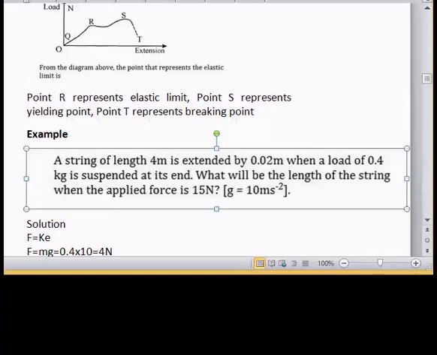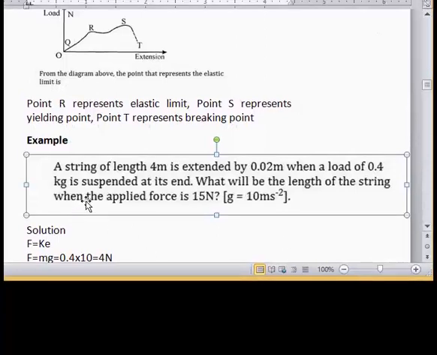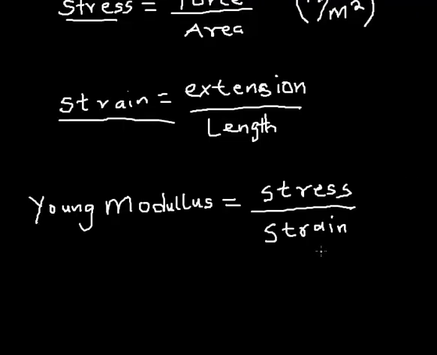Okay, so here we go. It goes this way. A string of length 4 meters is extended by 0.02 meter when a load of 0.4 kg is suspended at its end. What will be the length of the string when applied force is 15 newton? Let me clear my screen so that we'll solve that question.